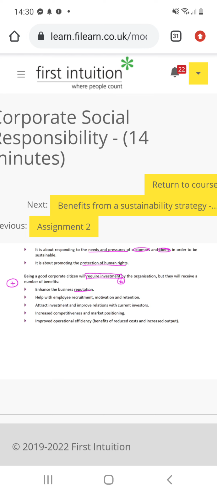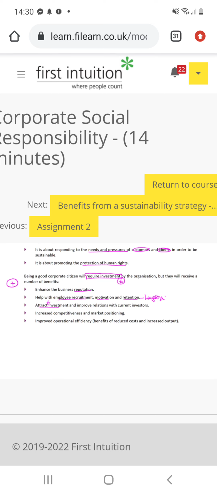It can also help with employee recruitment, motivation, and retention. We don't just reward employees with a salary, but it could also be the employees being proud of the company that they work for, feel that they want to align with the same responsibilities and feeling looked after. It will create loyalty to the organisation.